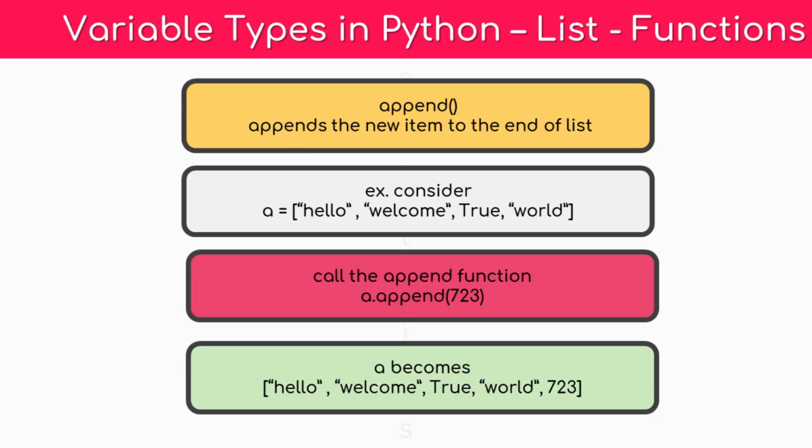Python also has a set of functions that can be applied to a list. The first function is append, which is used to add an item to the end of the list. For example, if I need to add the number 723 to the end of the list A, then I will have to issue the command A.append(723), which will add 723 to the end of the list.